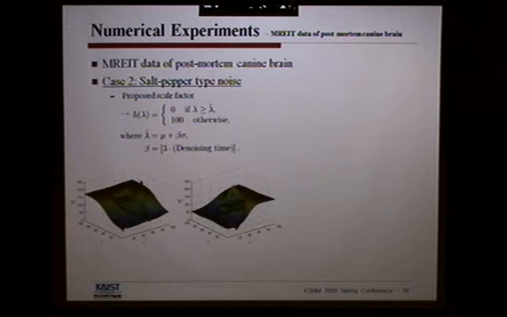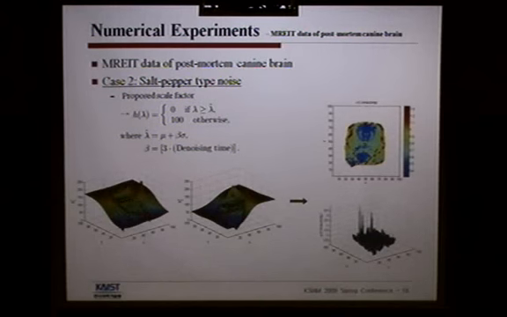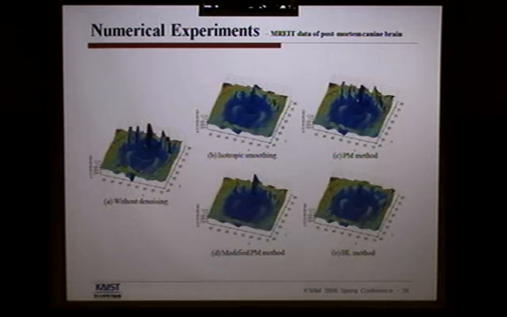Now we applied our algorithm to a post-mortem canine brain. This is real BG data, and we have this proposed scale, and the threshold is changing. This is a dog, and we just look at this part. This is white matter and gray matter. This is the conductivity image without the denoising.